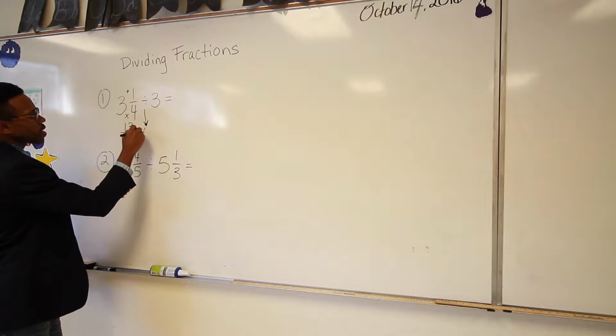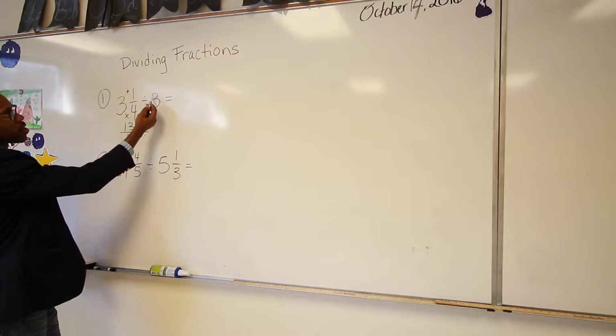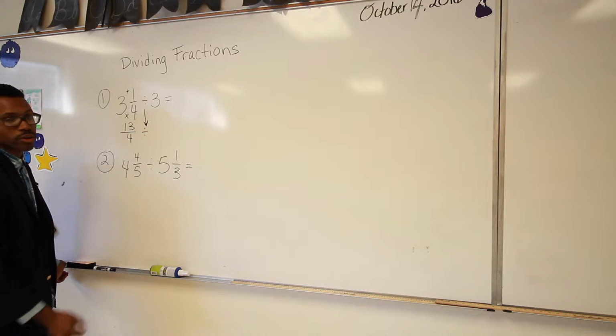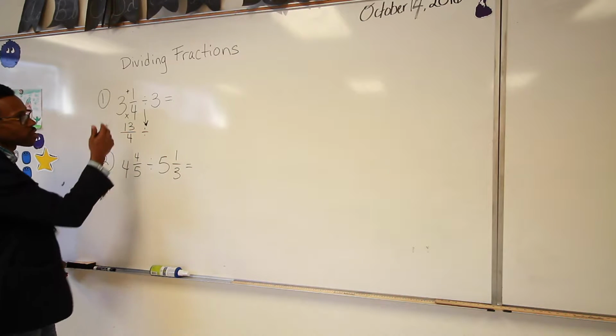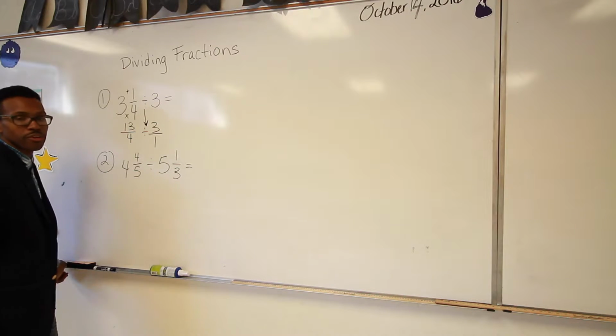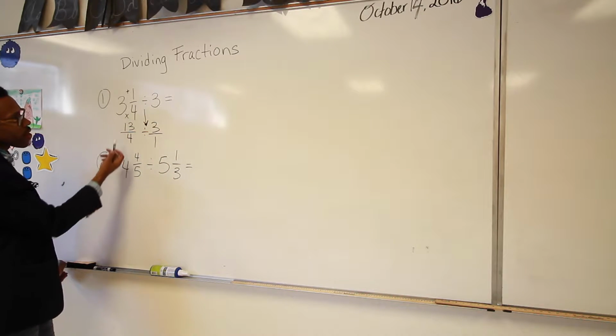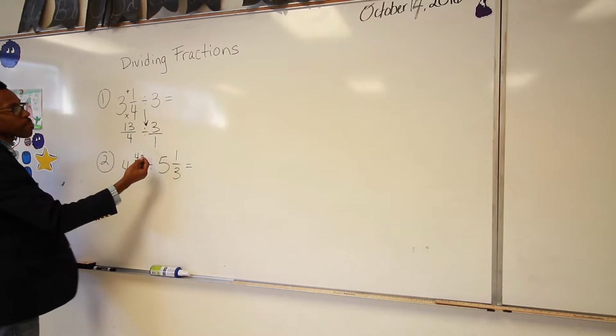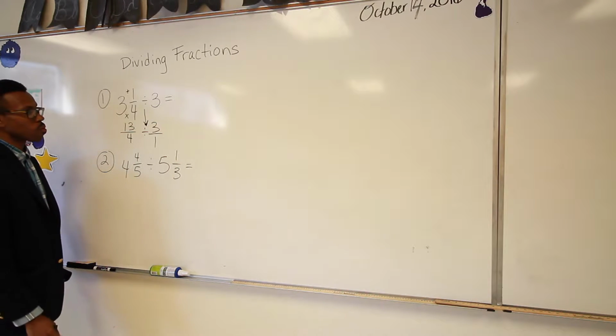Bring down our division sign. And then we know 3, a whole number, any whole number, to convert it into a fraction, we simply place a 1 underneath. So essentially we have 13 over 4 divided by 3 over 1.